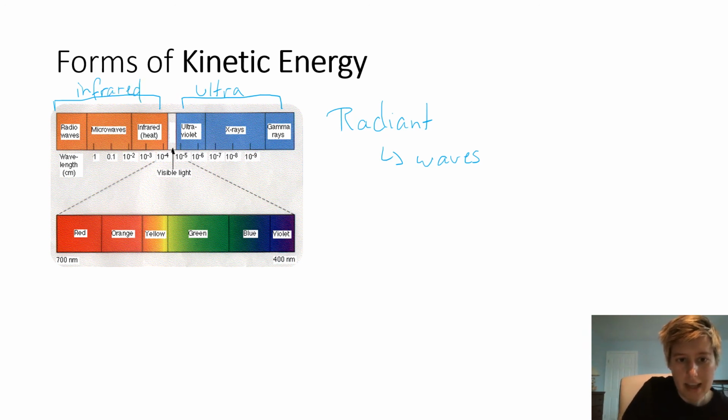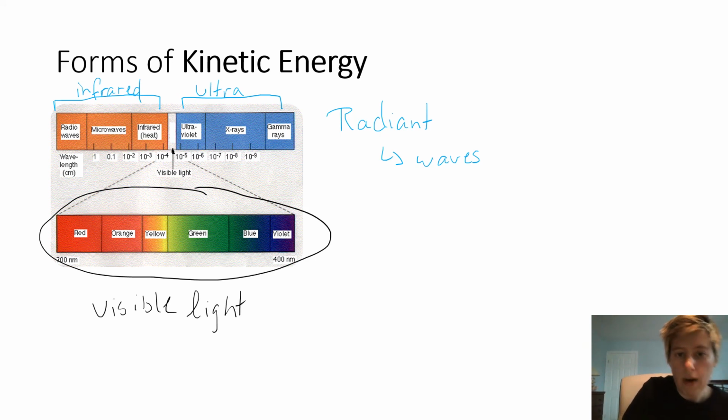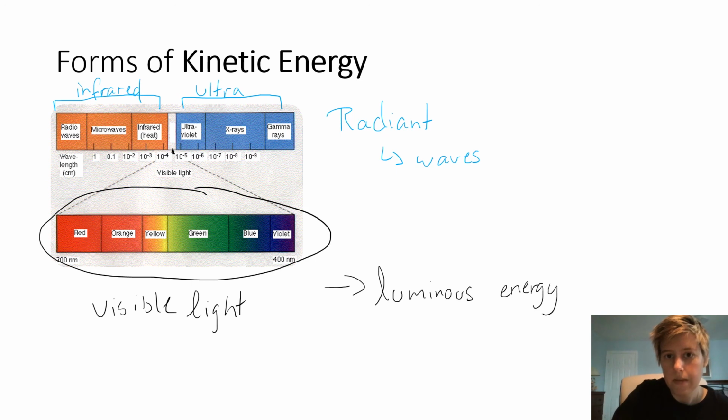And the part of light that we see, this is visible light. Radiant energy encompasses all of this. Now, whenever we're talking about radiant energy that our eyes can perceive, we refer to that as luminous energy. And that's basically specifically the radiant energy for visible light.